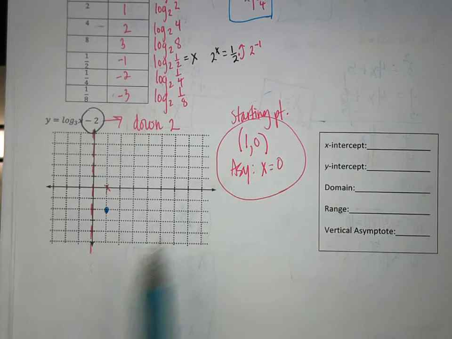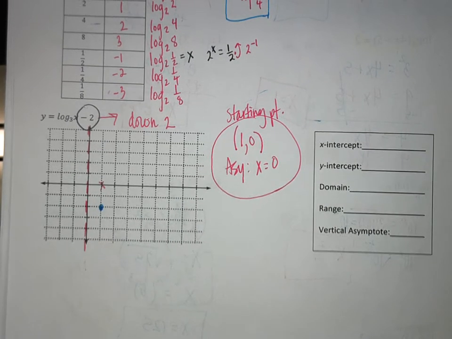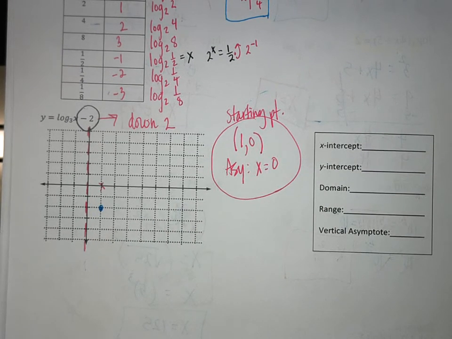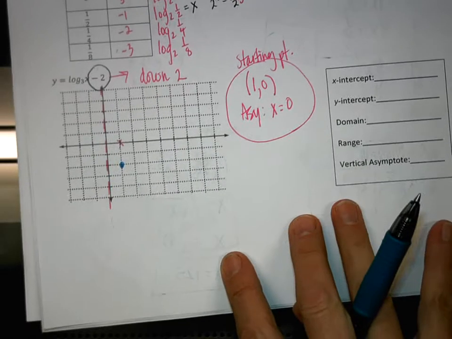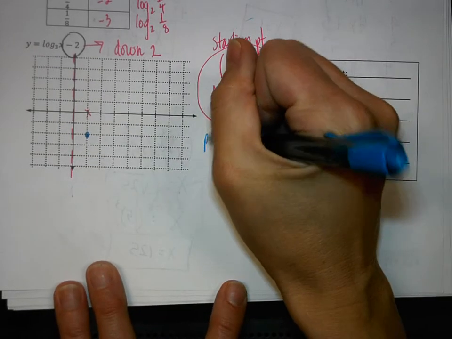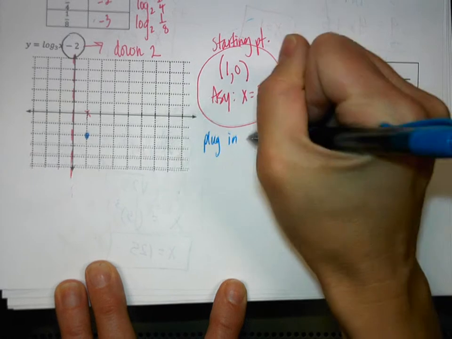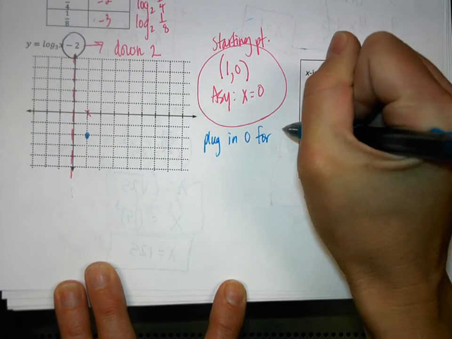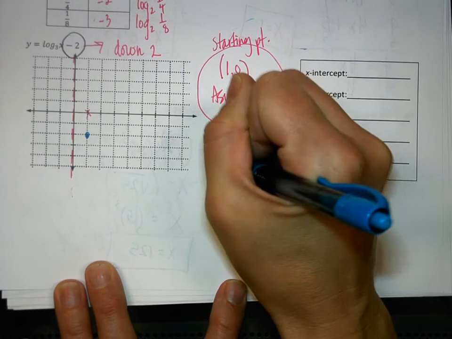But I don't know exactly where it's going to cross the x-axis. Does anybody have any idea on how we could figure out the x-intercept? We can plug in numbers. Good. Plug in 0 for what? 1. Very good. So remember that anytime you're finding your x-intercepts, we plug in 0 for y and solve for x.